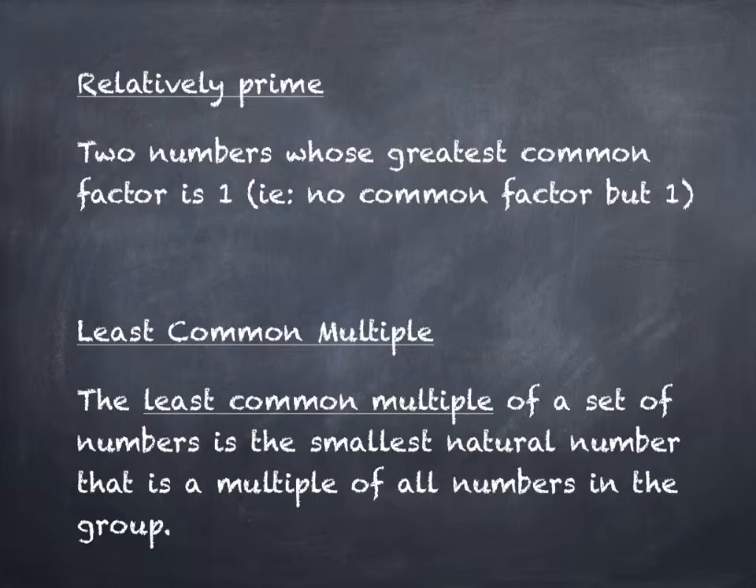All right, so the other section here is the least common multiple idea. A least common multiple of a set of numbers is the smallest natural number that is a multiple of all the numbers in the group. And the confusion comes in with the word least here. Least sounds like it's something that's small, right? I mean, it's the least versus the greatest, right? Greatest common factor sounds like it's something that's large.